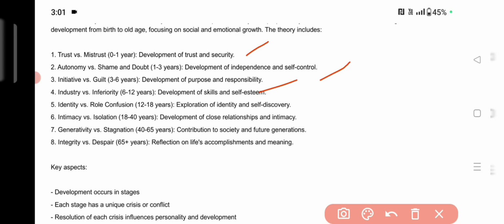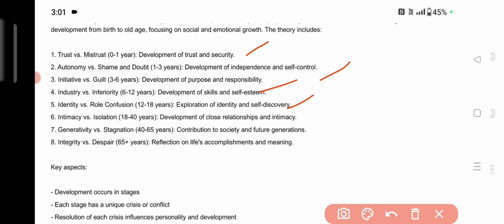The next one is identity versus role confusion. Identity stage is between 12 to 18, that means the adolescence age. Here they will be in an identity crisis. During adolescence, the child is trying to figure out who you are, establish goals and priorities for adult life, and establish your place in the world. That means you need an identity in the world.